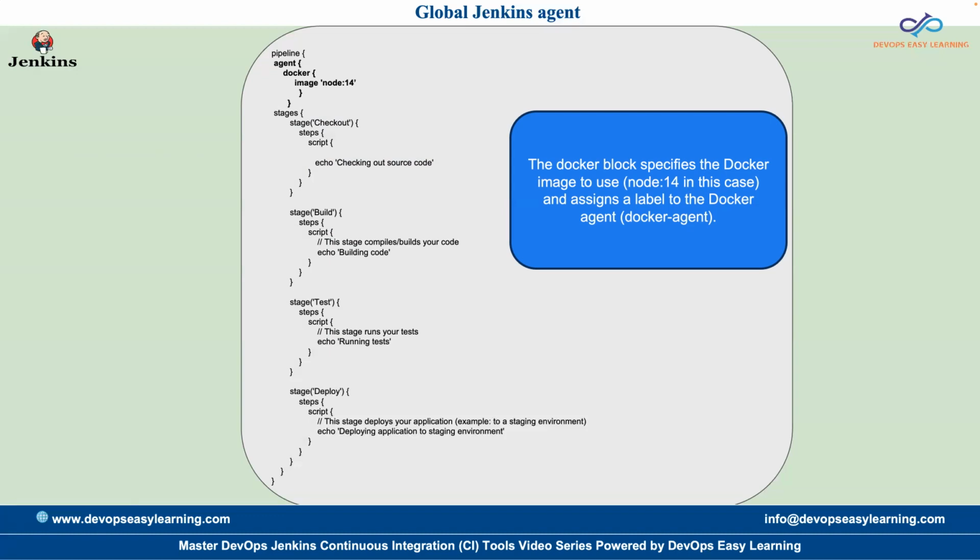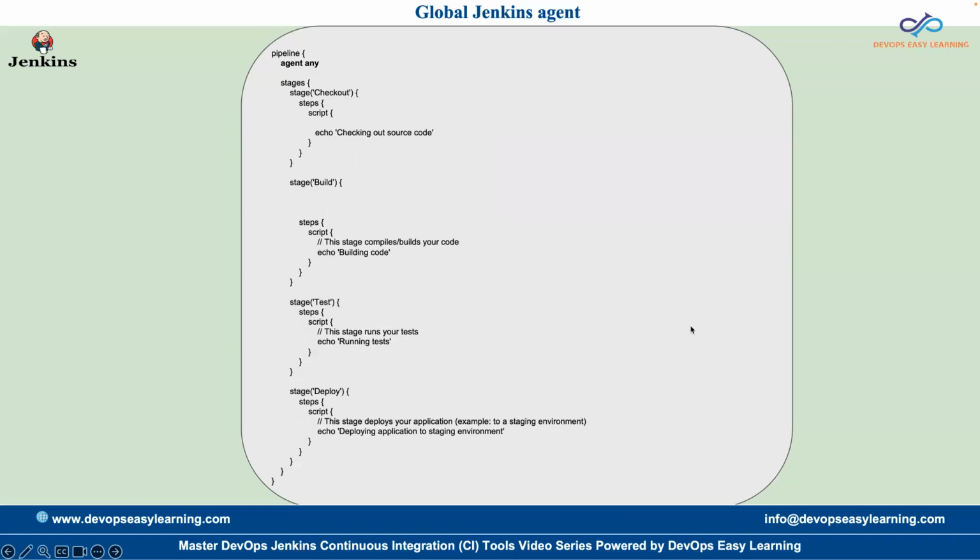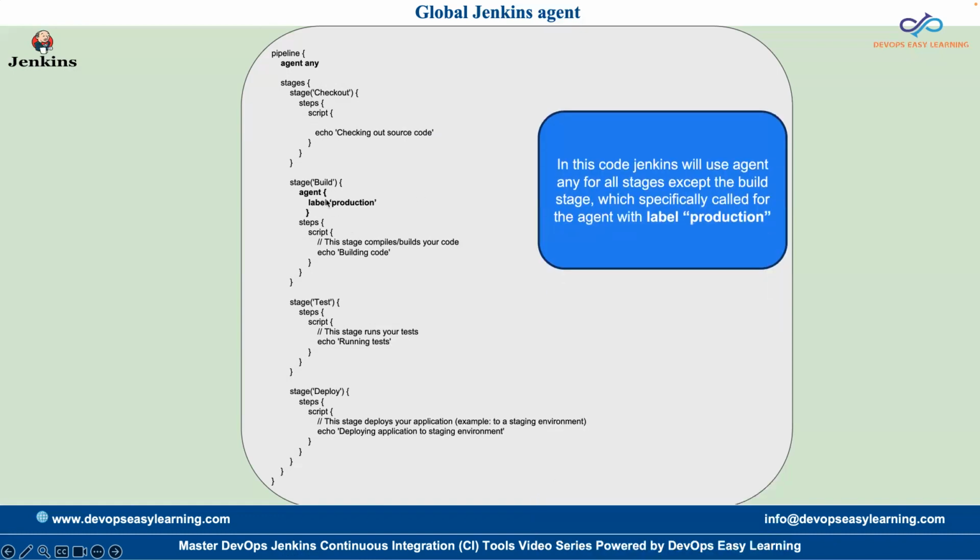So that's the meaning of those. Any agent that we call on top will be the default agent for all the stages. Let's assume you have a Jenkinsfile where you say agent any, and on the build stage you say agent label production. The agent any is applicable to all the stages except the build stage, because by default any agent you call on top will be used on every stage. Technically, it should be the agent for the checkout, build, test, and deploy stages. But on the build stage, you have asked Jenkins to use a specific agent with the label production.